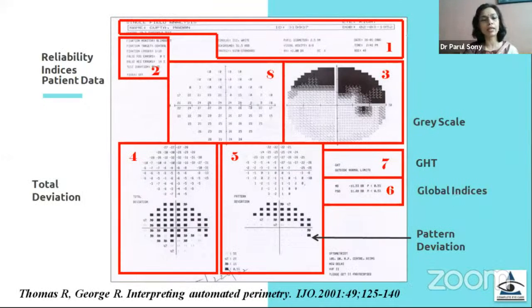There is a very good article published by Dr. Ravi Thomas in IJO in 2001, which talks beautifully about how to read the printout by dividing it into different zones so that we don't miss any of the important areas presented on the visual field printout. This is how we can divide the visual field printout into 8 zones, and I'll be quickly running through each of these.